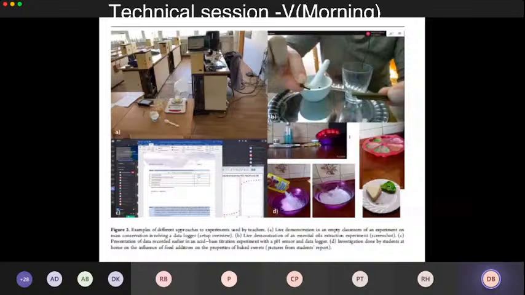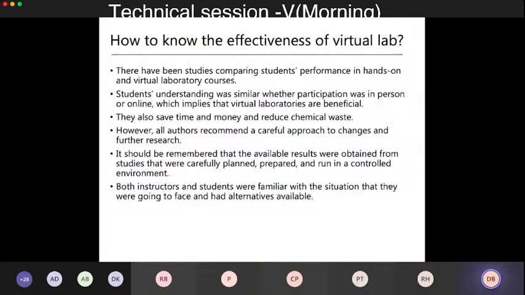So this is all about how to know the effectiveness of the virtual lab. This effectiveness of the virtual lab always comes from the student side, whether it is effective or not, because our goal is just to teach students.